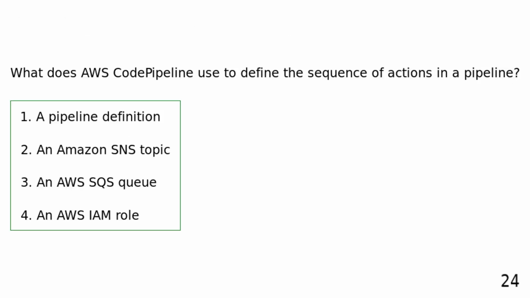What does AWS CodePipeline use to define the sequence of actions in a pipeline? A pipeline definition. An Amazon SNS topic. An AWS SQS queue. An AWS IAM role. AWS CodePipeline uses a pipeline definition to specify the sequence of actions that are to be executed in the pipeline.